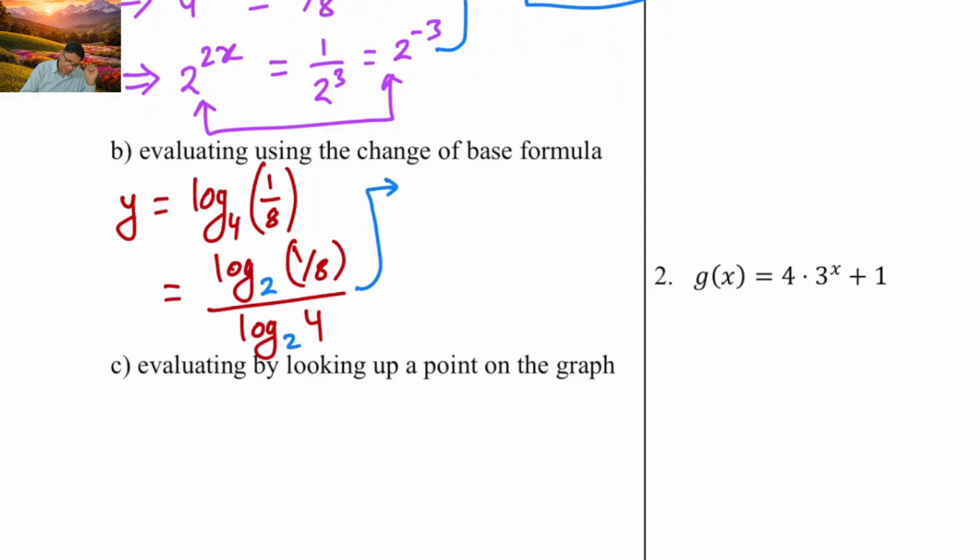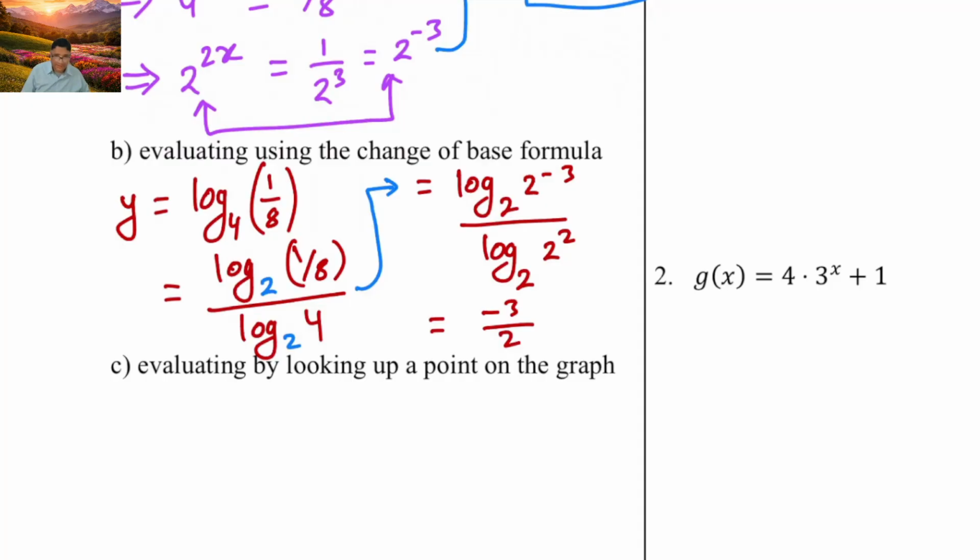Now, continuing here, that will be equal to, now 1 over 8 again is 2 to the negative 3, so log base 2 of 2 to the negative 3, over log base 2 of 2 squared. So negative 3 to the front in the numerator, 2 to the front in the denominator. And log base 2 of 2 is 1, so negative 3 over 2.